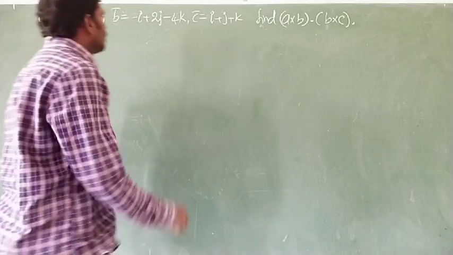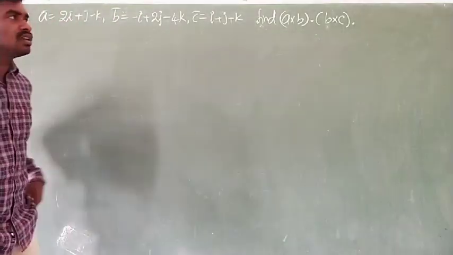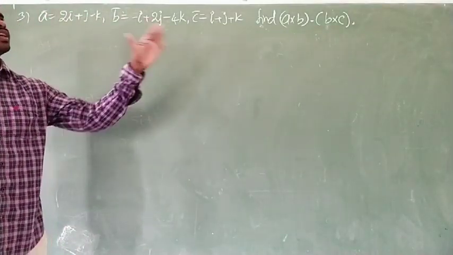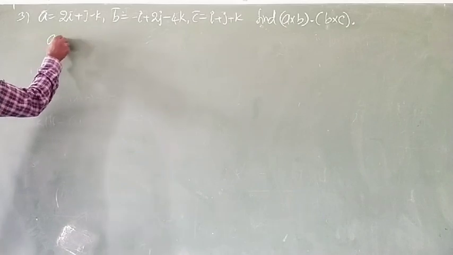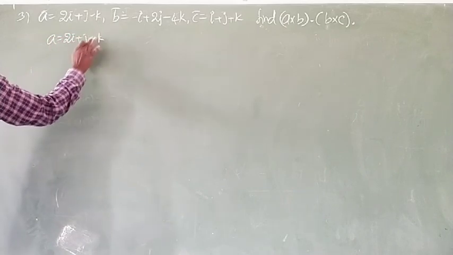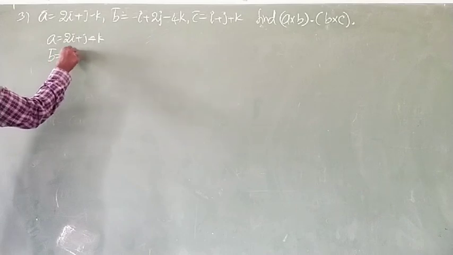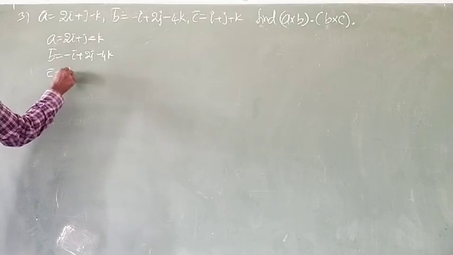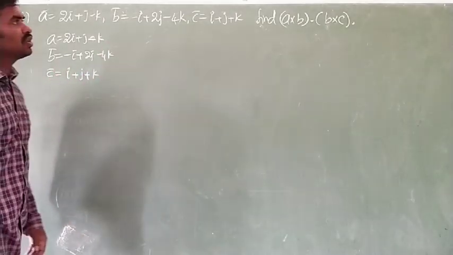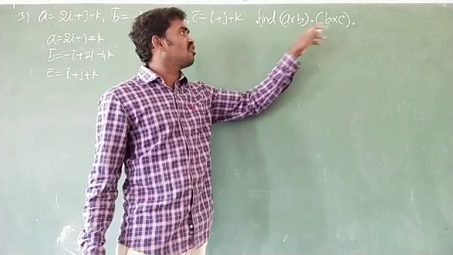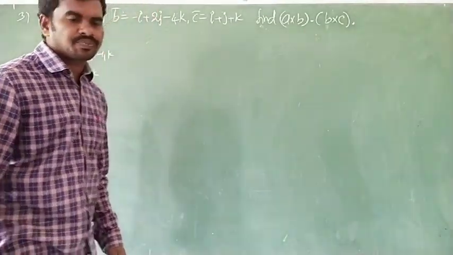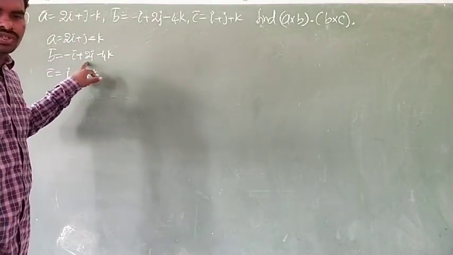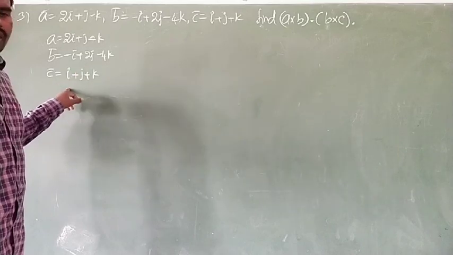How to solve this? First of all, find A cross B. Next, find B cross C. After that, do the dot product of A cross B and B cross C. So what is A? A is 2i plus j minus k, B bar is minus i plus 2j minus 4k, and C bar is i plus j plus k. First of all, I am going to find A cross B, then I will find B cross C.